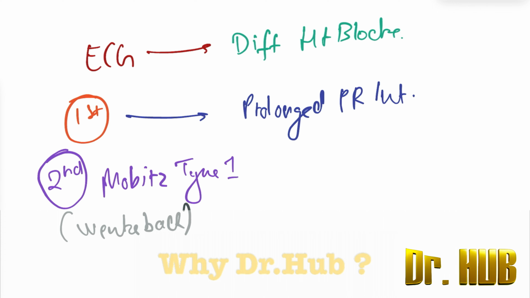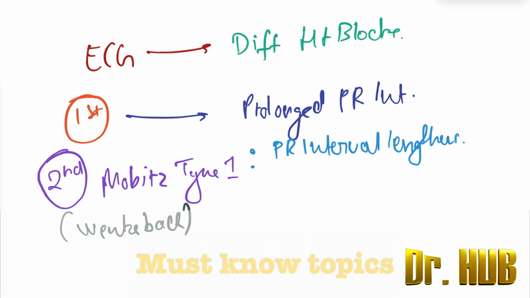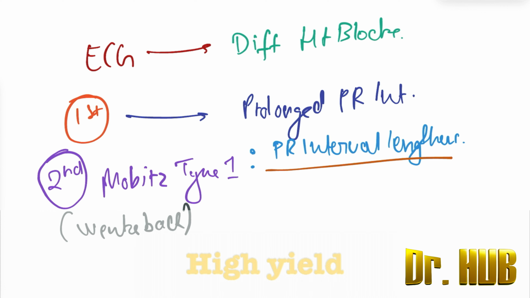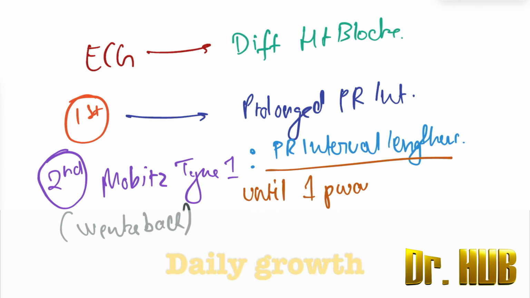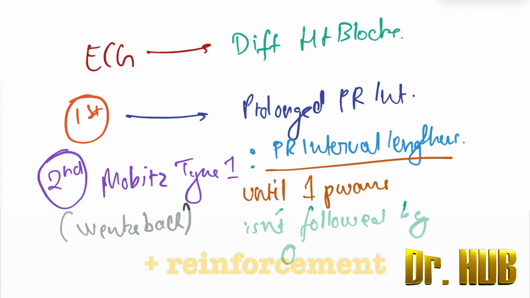So here, what is the ECG? Here the PR interval lengthens, and this continues until one P wave isn't followed by a QRS complex. So this is type 1.